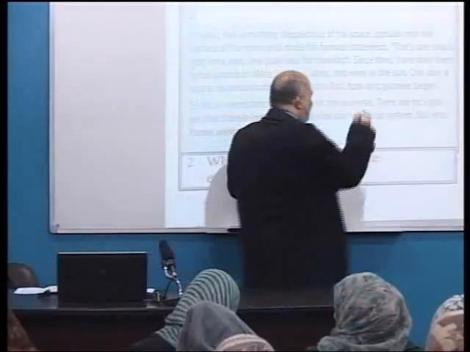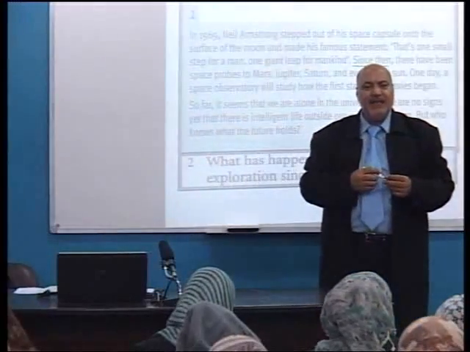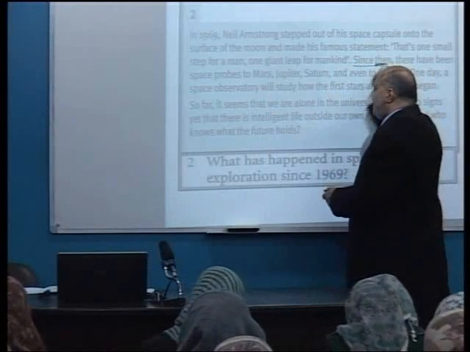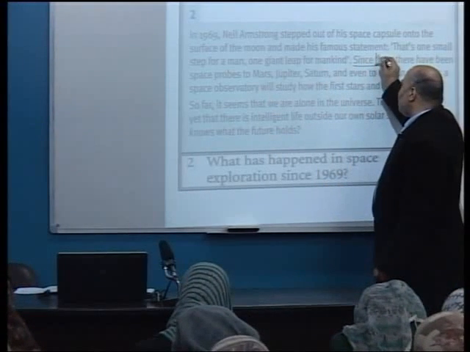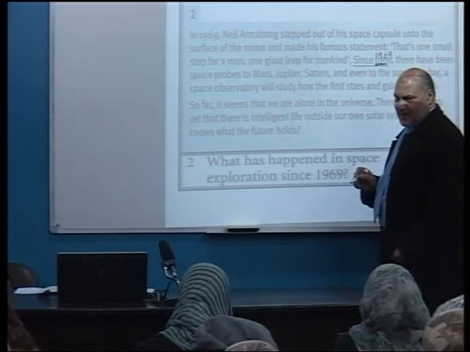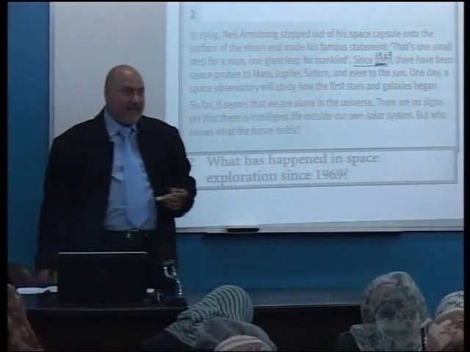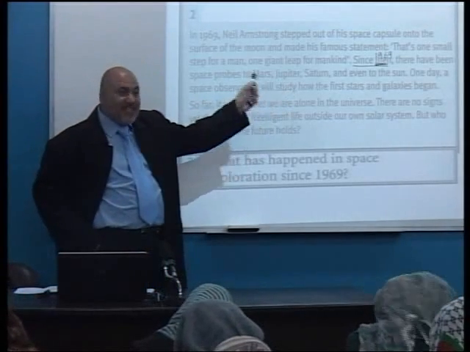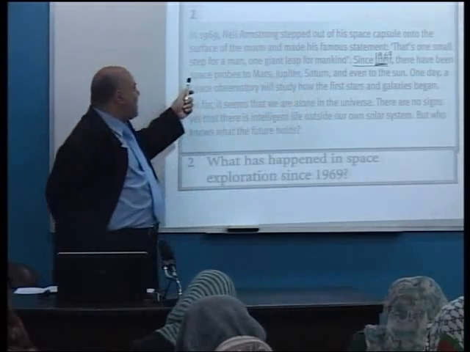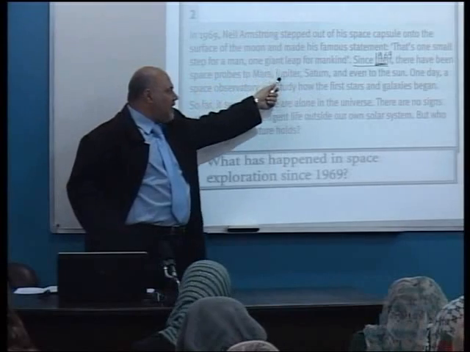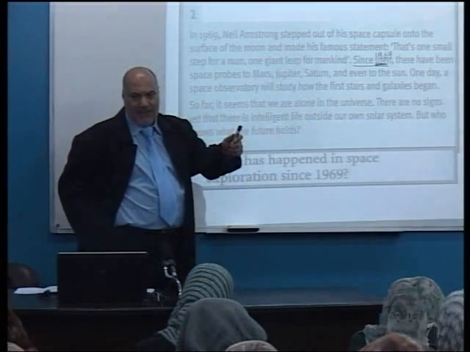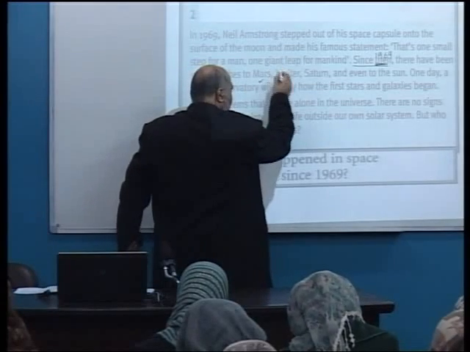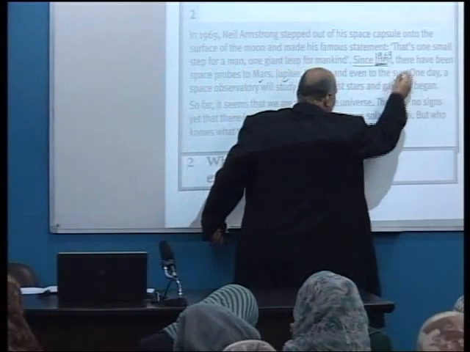Since then, what does since then refer to? It refers to 1969. It is about the time, it refers to previous time. Since 1969, or since then, there have been space probes to Mars, Jupiter, Saturn, and even to the Sun. So after the moon, now there are probes to where? To Mars, Jupiter, Saturn, and even to the Sun.